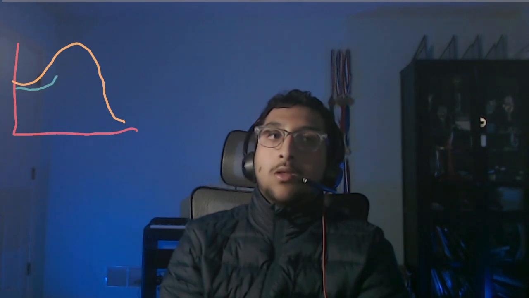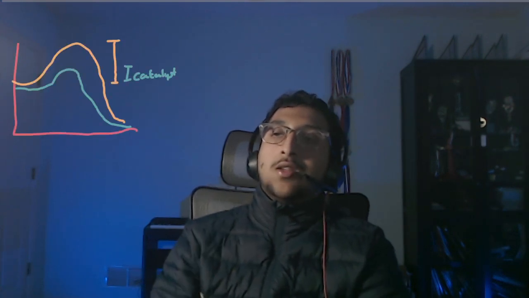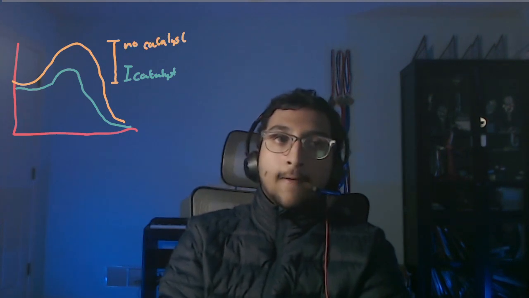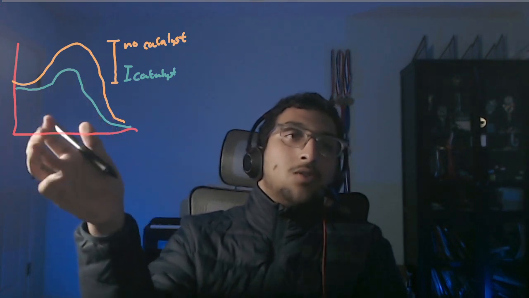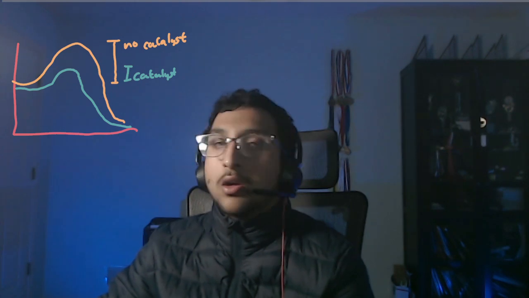So the orange line is without catalyst, so the activation energy is going to be this high. However, with the catalyst, you can see the activation energy decreases a lot. So it actually speeds the reaction up because you only need a small amount of energy. So that's basically what a catalyst does.